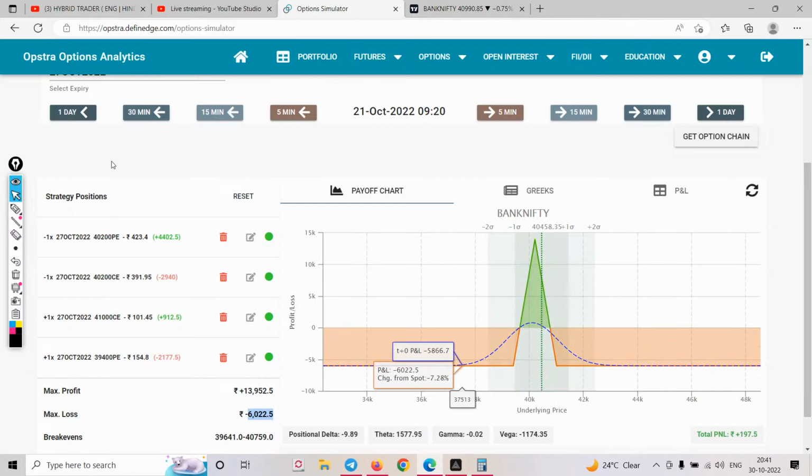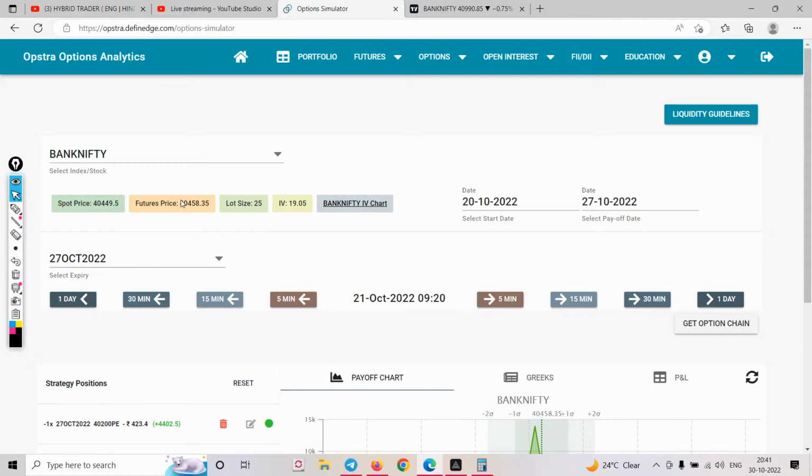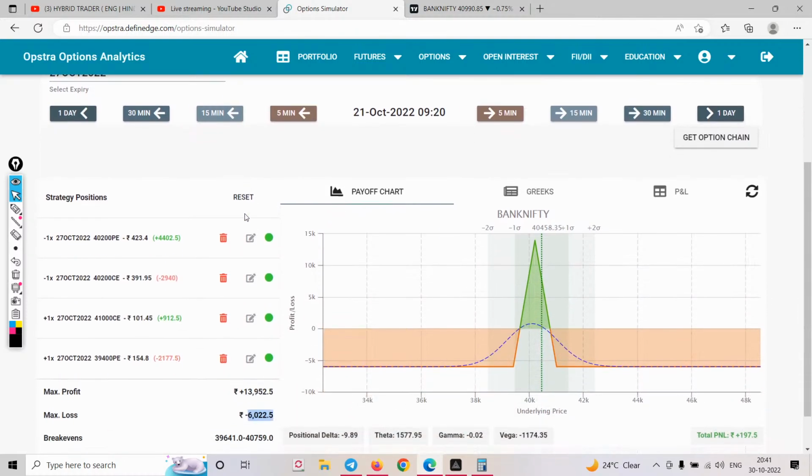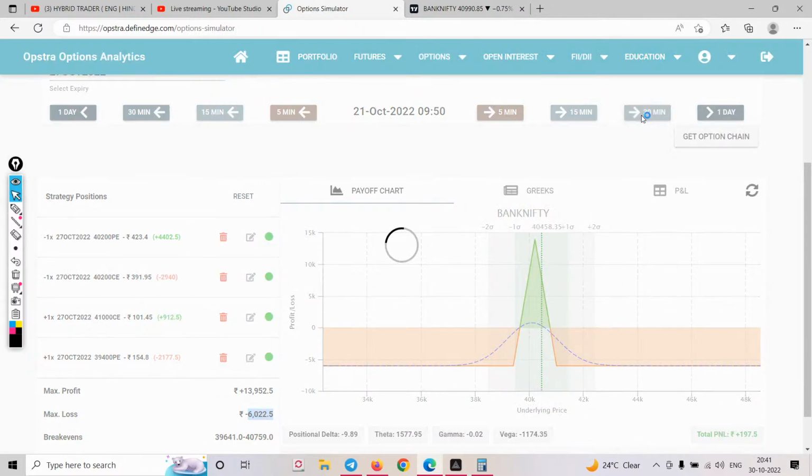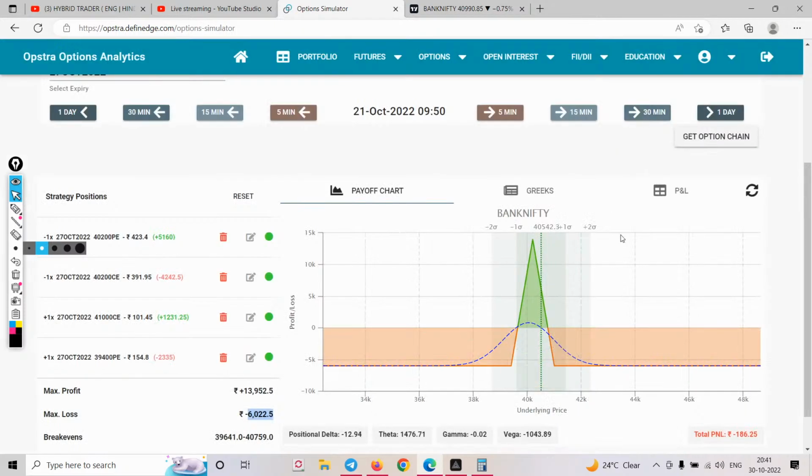But the next day, 40,200 and this is almost 40,500. It gave almost 300 gap up, but still my iron fly is not in loss. I'll go to 30 minutes. Alright friends, now check at 30 minutes, right? It has not even breached my break even. So slowly I started looking at the loss.